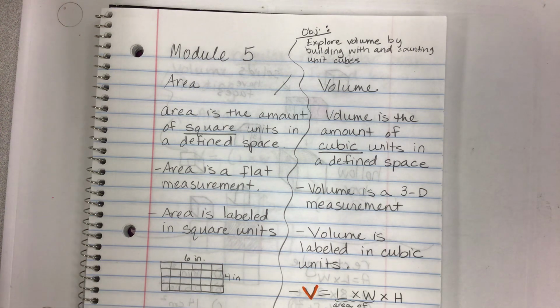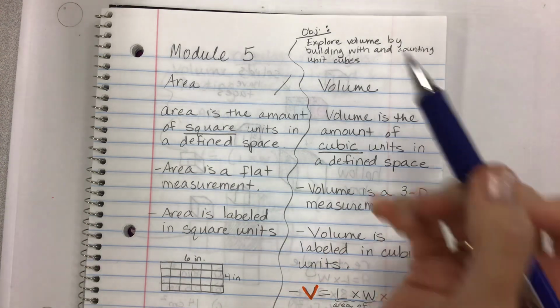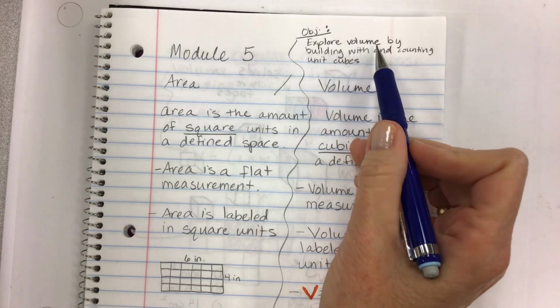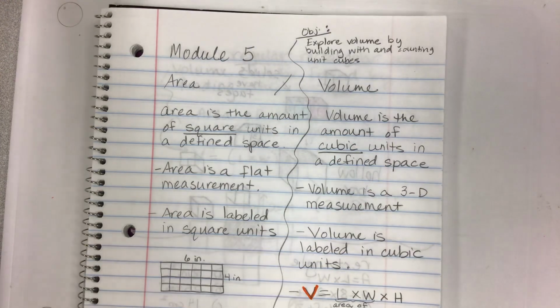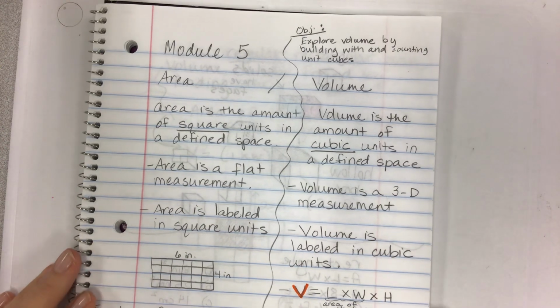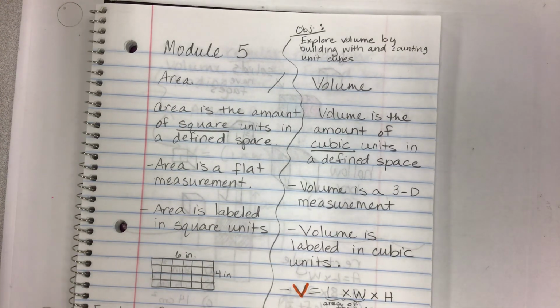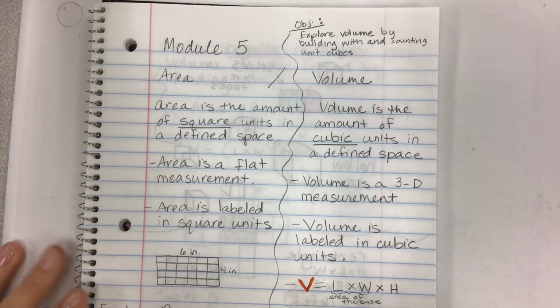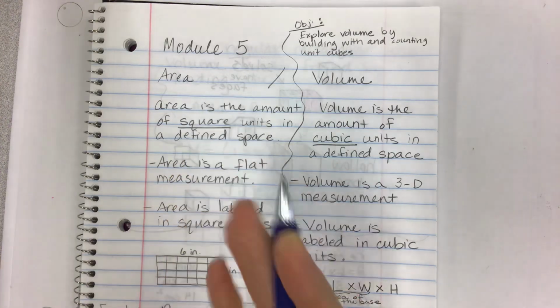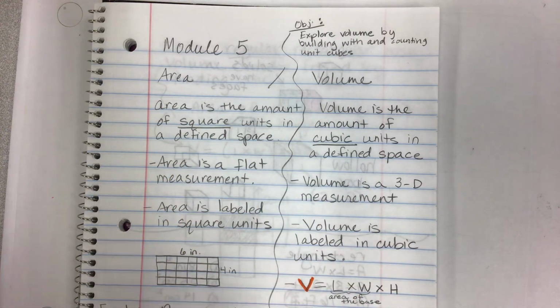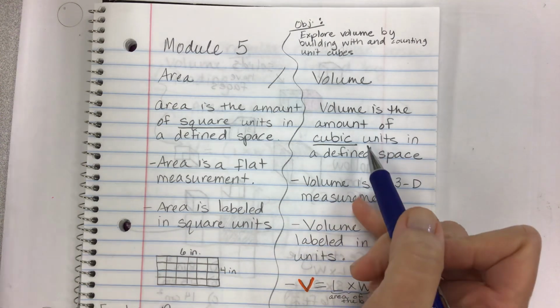But the objective with the beginning of Module 5 is they just jump right in and say, let's explore volume by building with and counting unit cubes. I'm sure they have good reason for starting with volume. However, in my experience, kids do better when they start with an understanding of what area is. And so there are these two concepts. Area is flat, and then volume is fluffy.